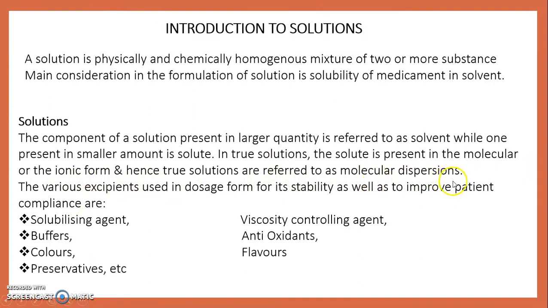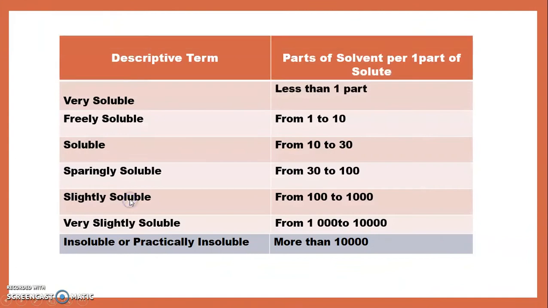molecular dispersion. Various excipients are used in the dosage form for its stability as well as to improve patient compliance. These are solubilizing agents, viscosity controlling agents, buffers, antioxidants, colors, flavors and preservatives. These are the agents used as excipients in dosage forms. Next we see the different forms of the solution.